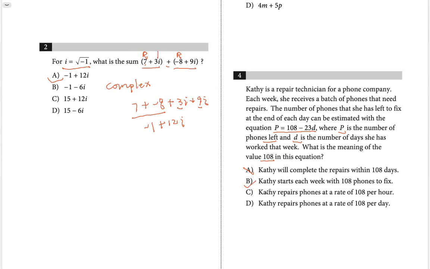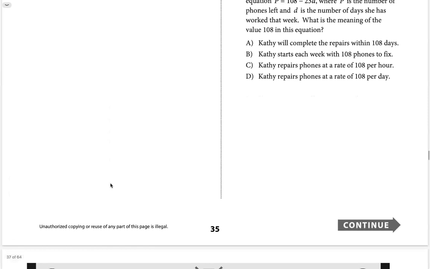But we're not really taking the test. Let's check C and D, see what kind of options are there. Kathy repairs phones at a rate of 108 per hour. No, the rate is per day, right? So each day she repairs 23. And D, Kathy repairs phones at a rate of 108 per day. No, right? So it's B. All right, that's this. Let's clear everything and move to the next question.